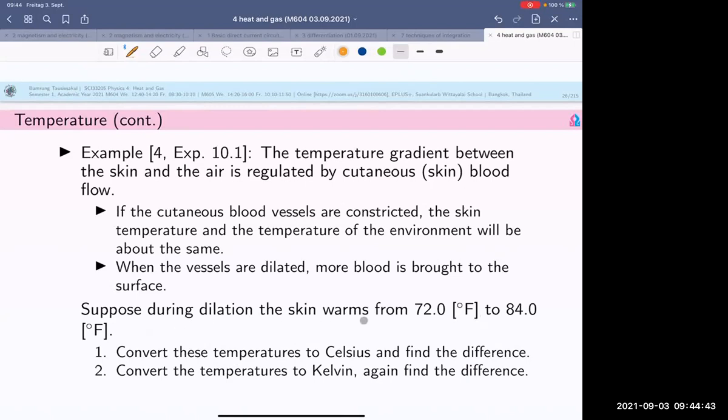Suppose during dilation the skin warms from 72 degrees Fahrenheit to 84 Fahrenheit, sorry. Convert this temperature change from Fahrenheit to Celsius and from Fahrenheit to Kelvin, and again find the difference.